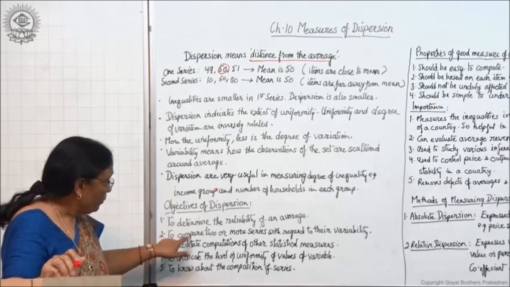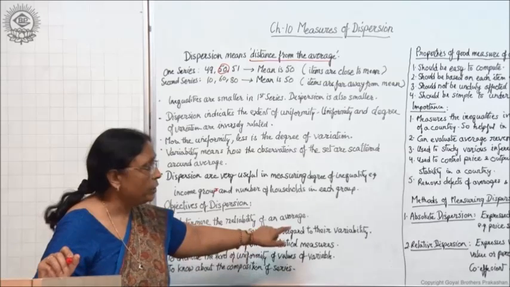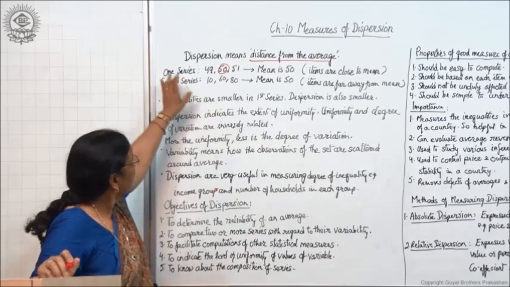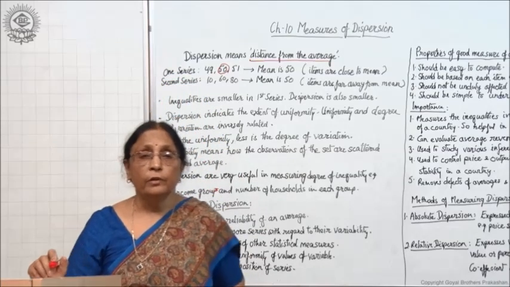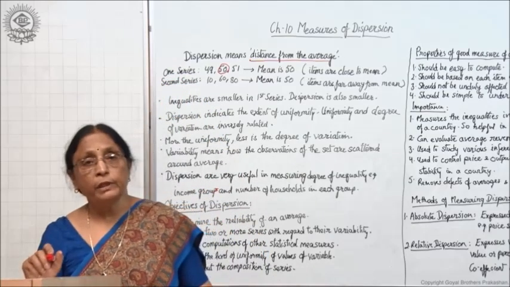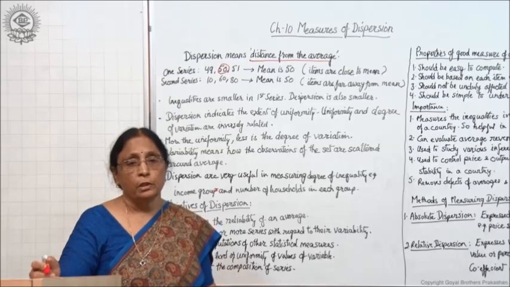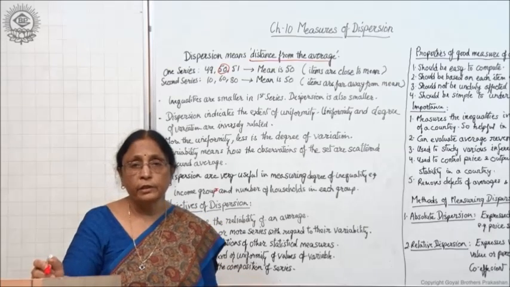Second objective, to compare two or more series with regard to their variability. As I have done here, we can compare the series with regard to their variability, how much variable they are, how much unequal or how much scattered they are.